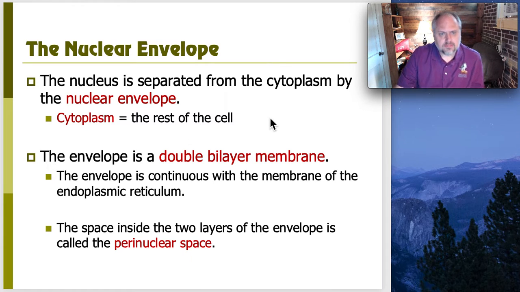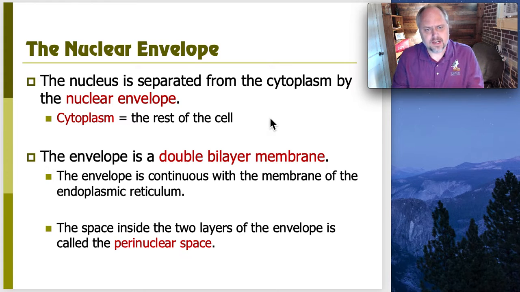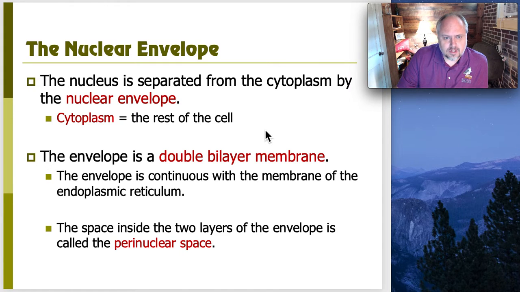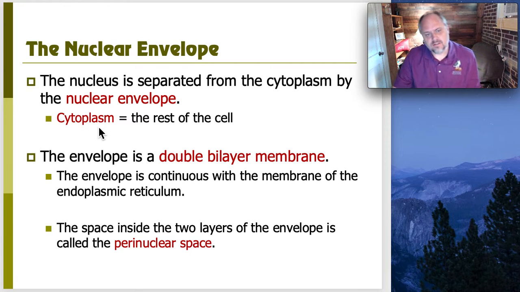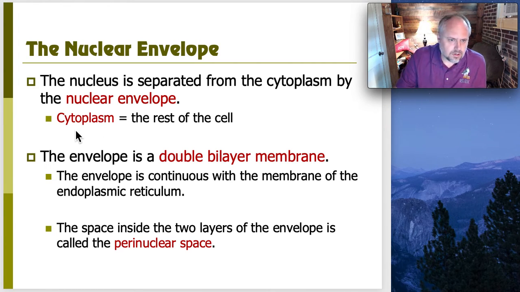So the outer boundary of the nucleus is a membrane. So this is a membrane-bound organelle, similar to the other ones in the cell. And the outer boundary is what's called the nuclear envelope. And this, of course, is going to separate the nucleus from the rest of the cell, which is called the cytoplasm. And this would include not just the aqueous environment of the inside of the cell, but also all the other organelles, and the plasma membrane would be part of the cytoplasm.